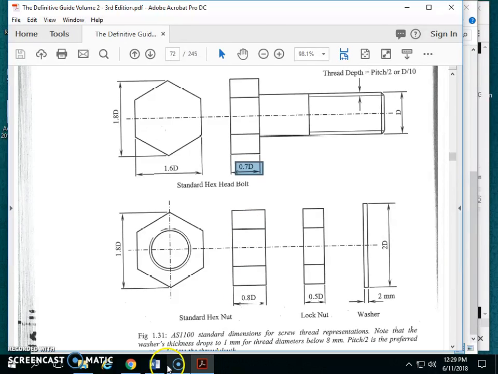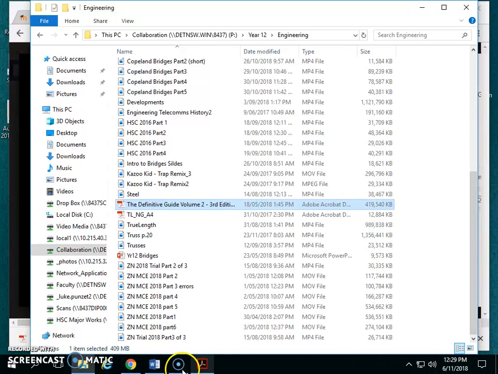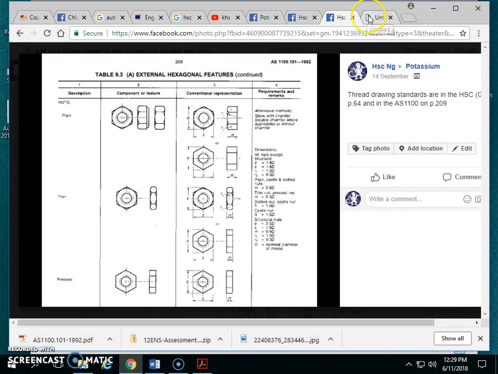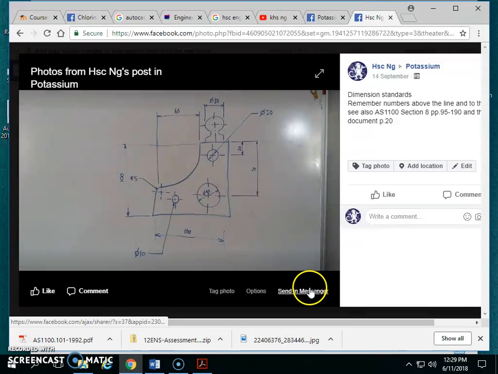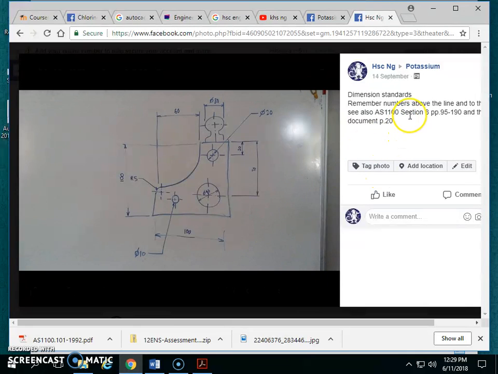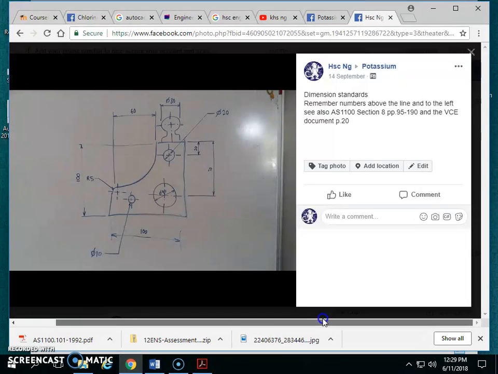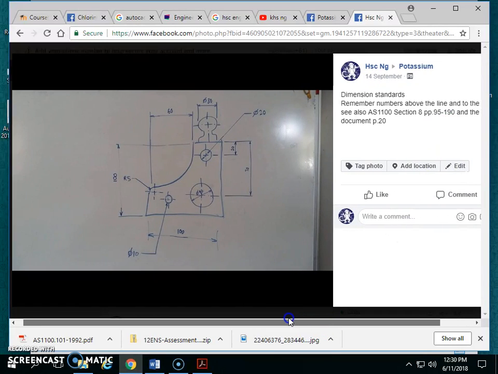Okay, so I've shown you the actual Australian standard. I'm going to show you a couple of other things that we're going to highlight for drawing standards. So for dimensioning, the big picture that you should be doing is your dimensioning should look like this. Now, I've said the pages that are relevant, right? So you can go and look for yourself. There's also a Victorian Education Department, so the VCE document, which I've also uploaded. In page 20, they talk about this. I'll go to that in a second. But in the meantime, so page 95 to page 190, so it's quite a few pages on dimensioning.